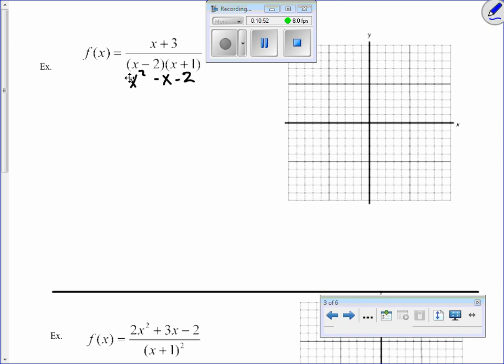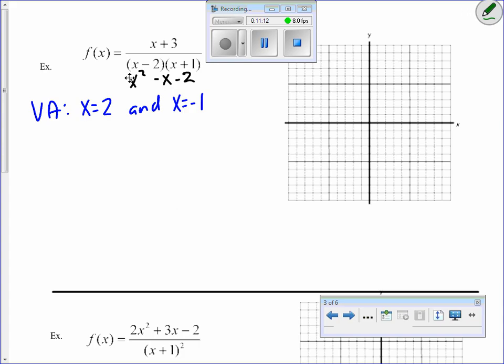So I think one thing we can see right off the bat is there's going to be two places here where our denominator could equal 0. It could equal 0 at x equals 2 or x equals negative 1. So we actually have vertical asymptotes here at x equals 2 and at x equals negative 1. Either of those will cause my denominator to be 0, and I don't want that.